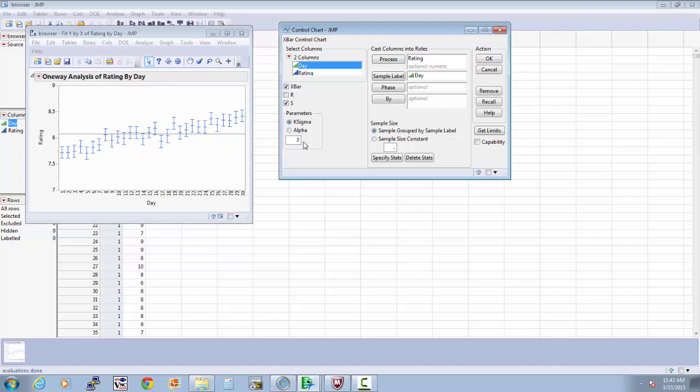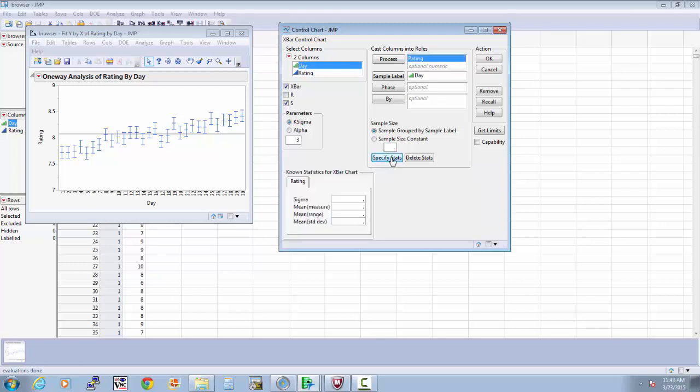Now, the final thing that we have to do in this dialog, because we have a process mean and process standard deviation available from the context of the question, those have been given to us a priori, and that's that the underlying process mean is historically 8 with a standard deviation of 1.2. We click on Specify Stats. Into sigma, we type in the standard deviation, not the standard error, the standard deviation, and into mean parentheses measure, we put the process mean as we believe it has been. And now I have the dialog completely filled out.